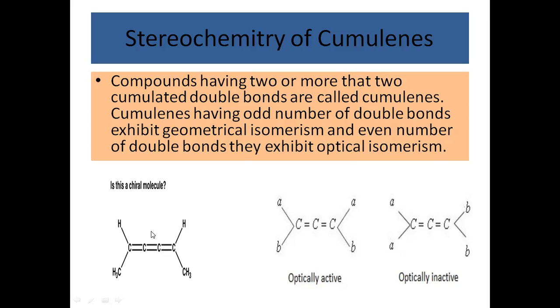Cumulenes having an odd number of double bonds show geometrical isomerism. And the cumulenes which contain an even number of double bonds show optical isomerism. You see here the example.